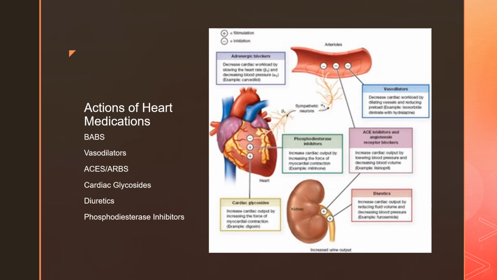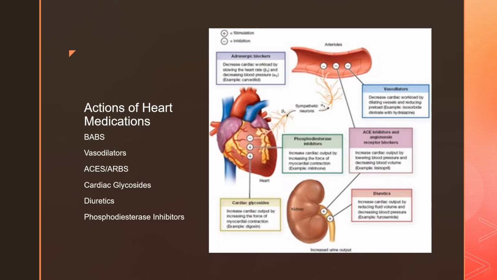So there's lots of medications that can be used for heart failure, hypertension, angina, and beyond. We're going to focus on a few specifics in this presentation, but right now I'm going to give you an overview of a few that you have. We're definitely going to talk about beta-adrenergic blockers in this segment, and these are going to decrease cardiac workload by slowing the heart rate. And then they're also going to decrease the blood pressure. An example of a medication in this area would be Lopressor.